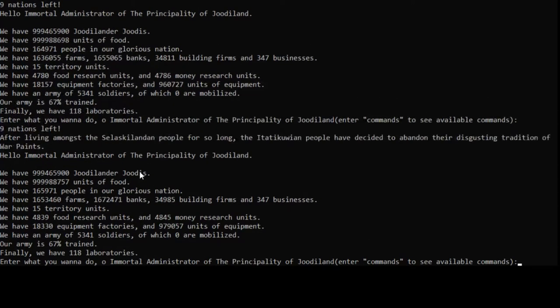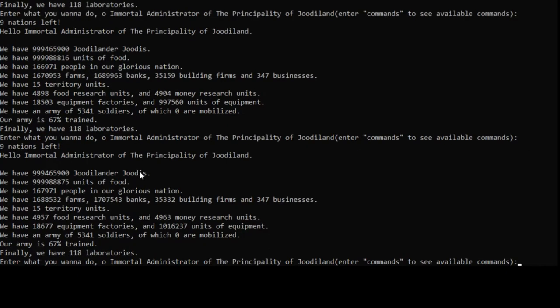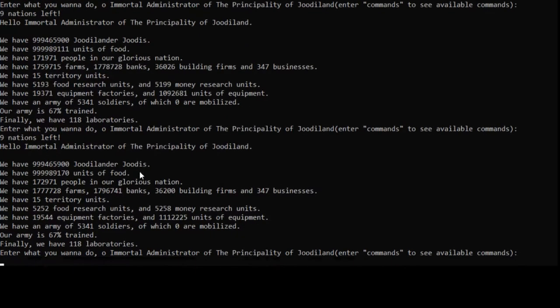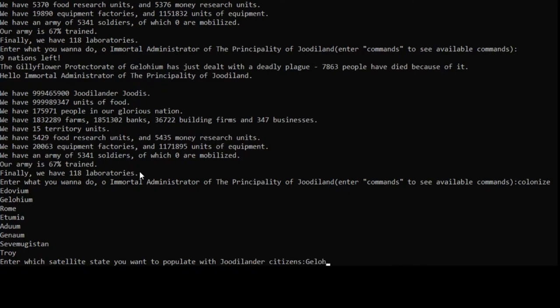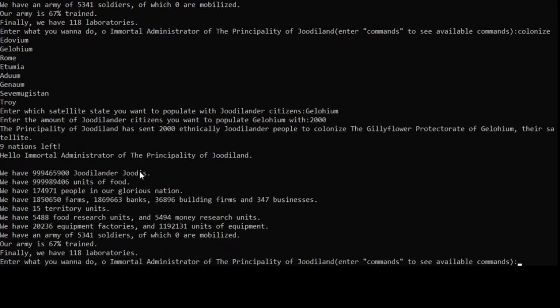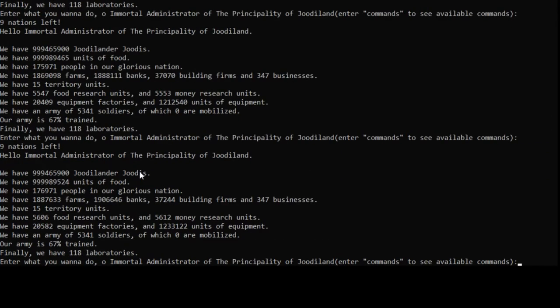Alright. The Itatikuian set to benefit poor paints. That's not good. The Joodilanders are interested in war paints. Okay. They've dealt with a deadly plague, lost a lot of people, so why don't we just give them some colonists? I just hope they don't die off instantly.